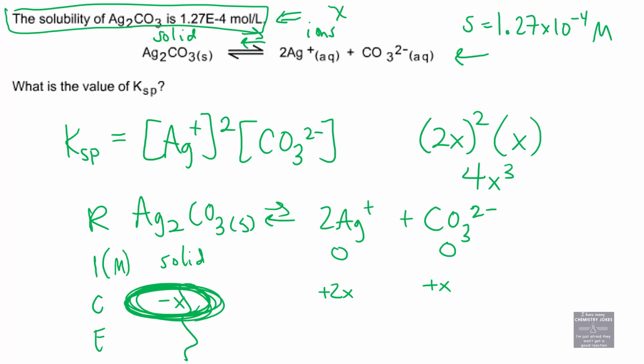So I'm going to plug in, and I'm going to switch colors so that maybe you can follow along a little bit easier. 4 times 1.27 times 10 to the negative 4th cubed. Plug and chug, and that's going to tell me my KSP value. If I did my math properly, that's 8.19 times 10 to the negative 12. Please pardon my dear Aunt Sally. Make sure you're following the order of operation stuff properly. 8.19 times 10 to the negative 12.